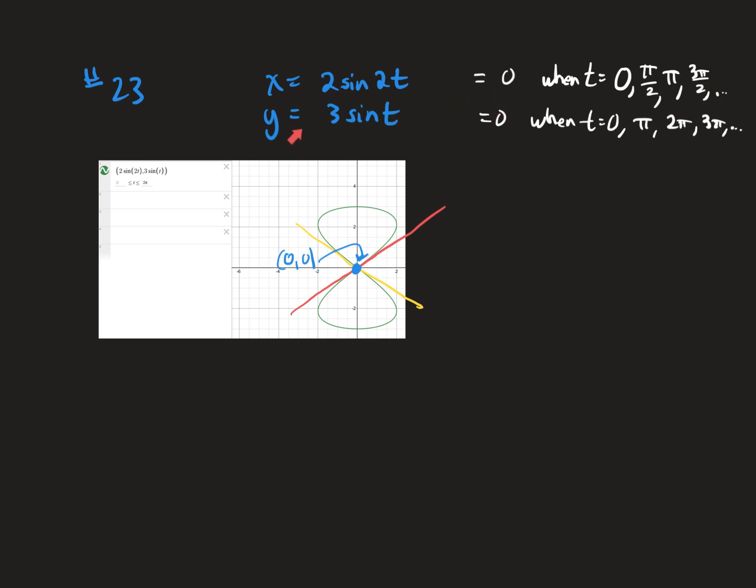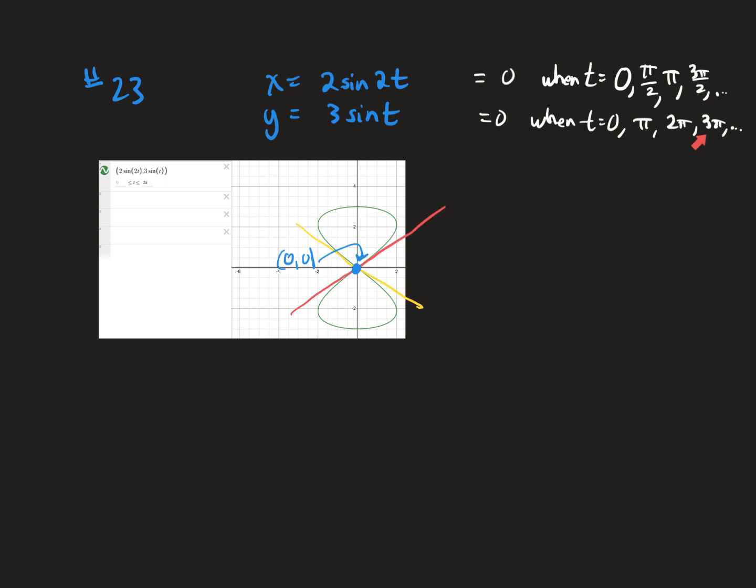All right, well, the y value is 0 whenever the sine ratio is 0, which is the y-coordinate, so that's at 0 radians and pi radians and 2 pi and 3 pi. You can just tell looking at these functions, it's cyclic, so it's just going to keep going on forever. There's an infinite number of t values when y is 0.